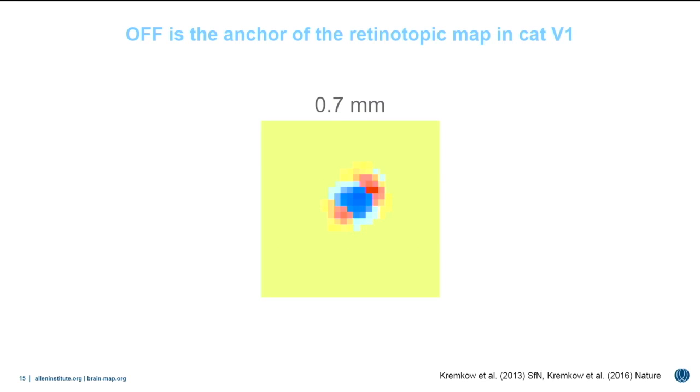So at that time we called it that the OFF is the anchor of the retinotopic map, because it moved slower. We reported this a few years ago at SFN, but at that time we didn't really appreciate the importance of it. So we said, okay, maybe it's a cat-specific thing because these recordings were from the cat. But it turned out that it's not just a cat-specific thing, but it seems to be a fundamental principle of how V1 is organized in species with at least orientation maps, as we know so far.